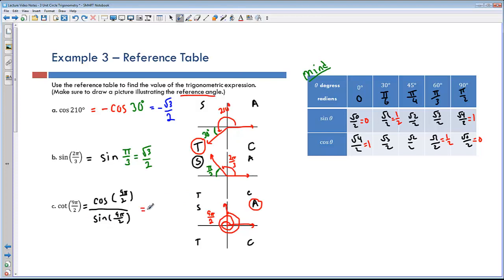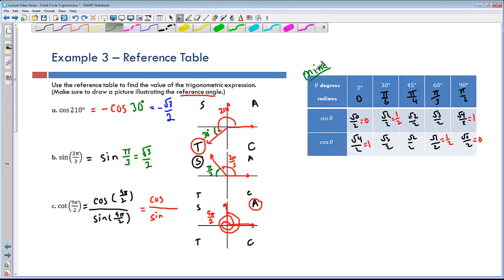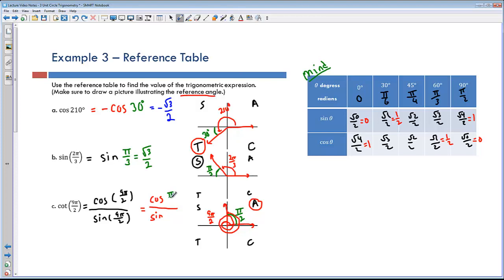So it's going to just be equal to the cosine of an angle divided by the sine of an angle. We've got to find that reference angle, so then we can use our reference table. So remember, this is the reference table. Find the reference angle. The reference angle is the smallest angle you make with the x-axis, which in this case, you go either way, but since we chose this quadrant, we'll go this way, which is pi over 2.